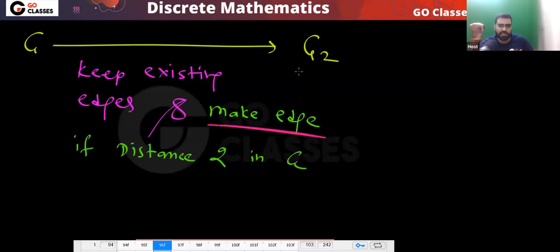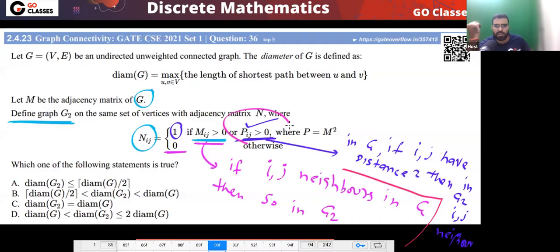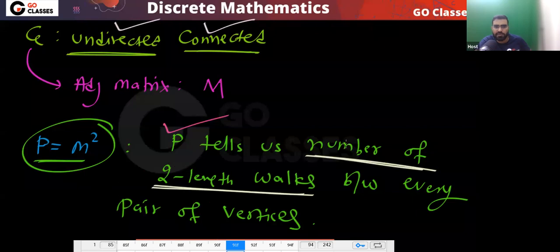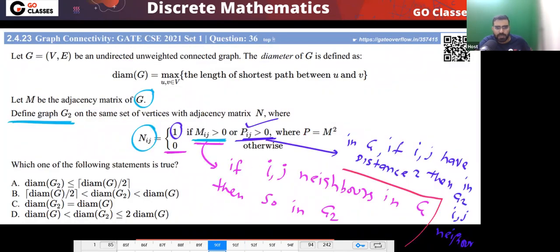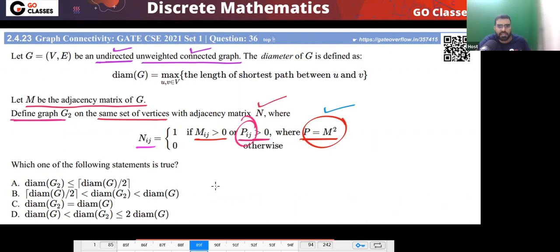Ankit is asking why it is greater than 0. Because this will give you the number of walks. The number of walks can be more than 1, for example, it can be 2, 3, 5. This M square will give you the number of walks of length two, and that can be anything. So this value, P i j, can be, for example, 4, 5, 6, 10. That is the reason this greater than 0 is given. It simply means that there is at least one walk.